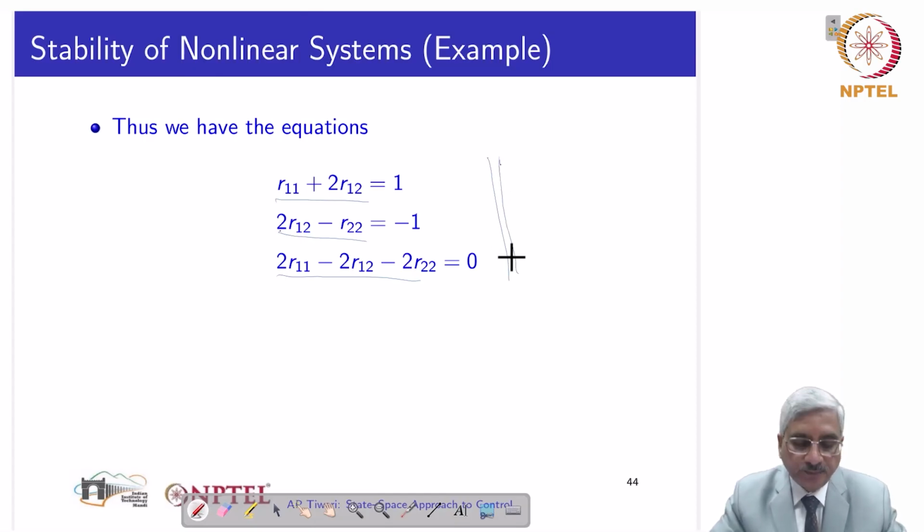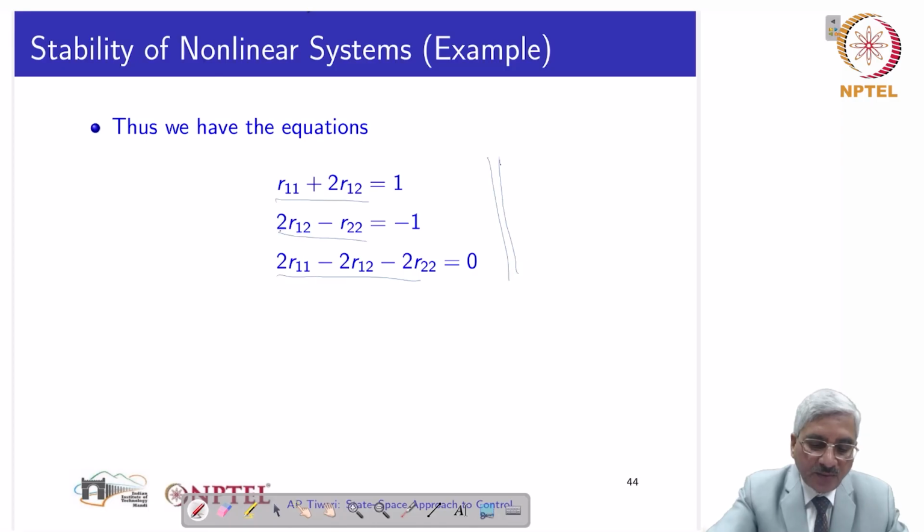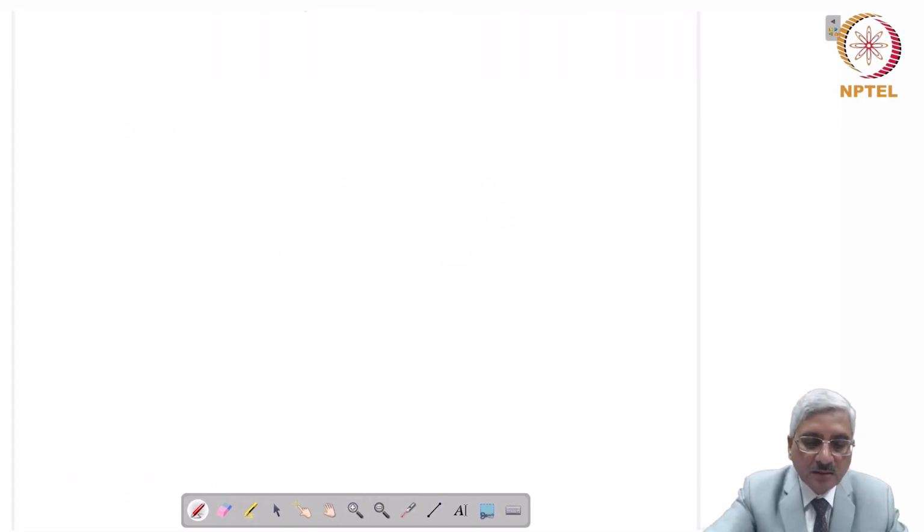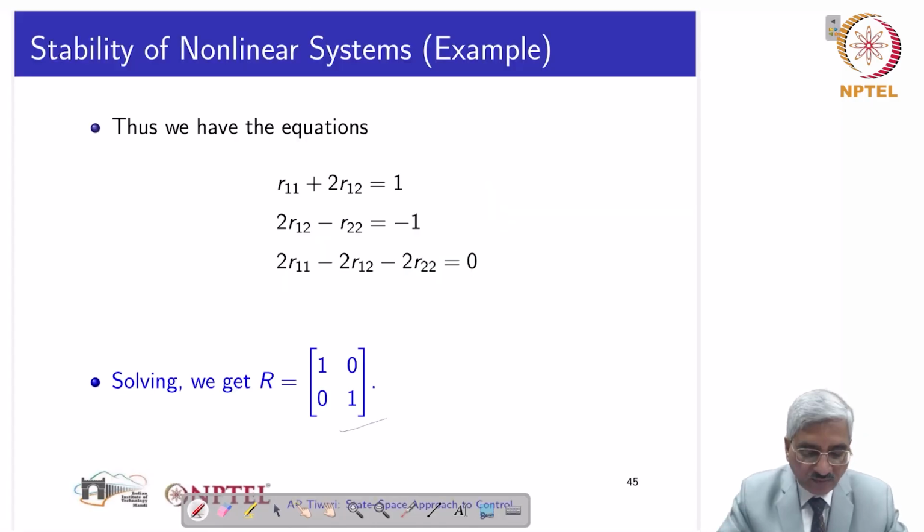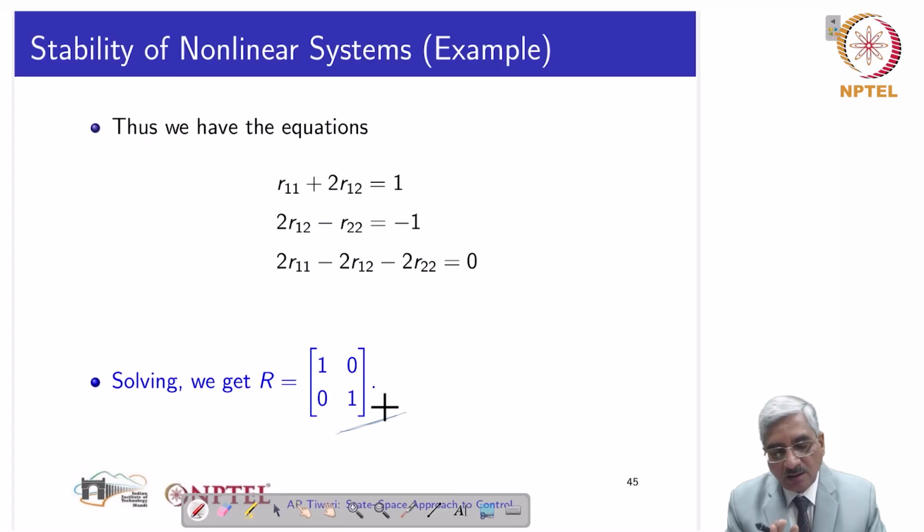and solving them, we get the R matrix, which comes as the identity matrix. Now I made this comment earlier, and again I am making that comment.